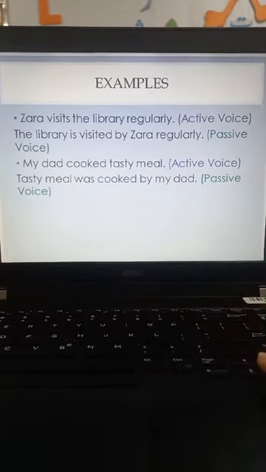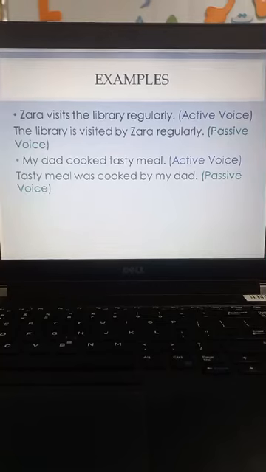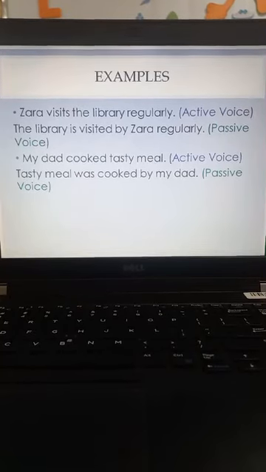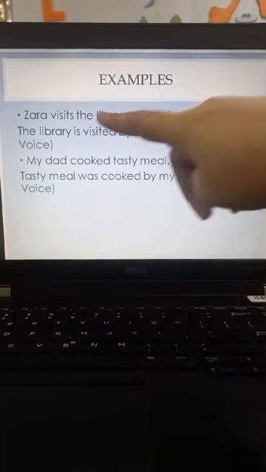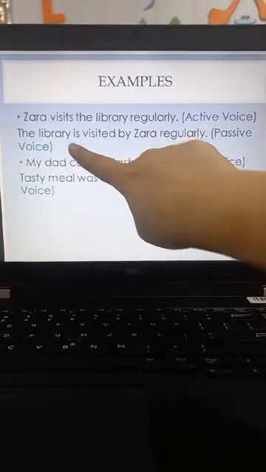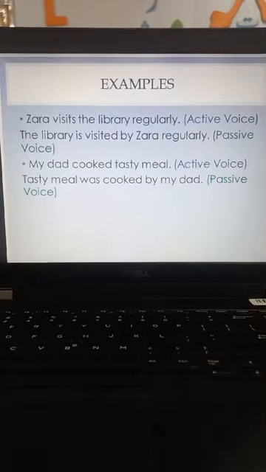We have some other examples, which is Sarah visits the library regularly. So we can say the library is visited by Sarah regularly. The first form of verb is changed into is plus third form of verb in passive voice.